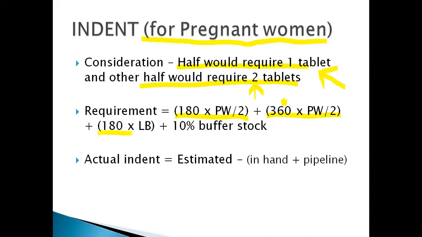Plus 180 into live births, because you have to provide 180 days of IFA prophylaxis for all lactating mothers, and add to this 10% of buffer stock. So whatever comes from here, 180 into PW by 2, plus 360 into PW by 2, plus 180 into number of live births, you add another 10% to that as a buffer stock.